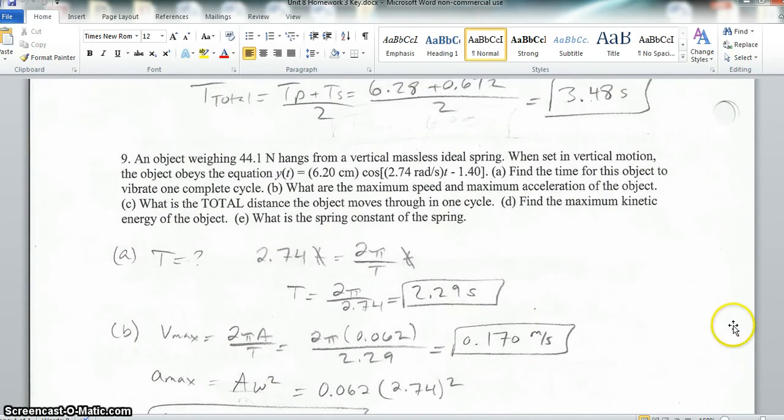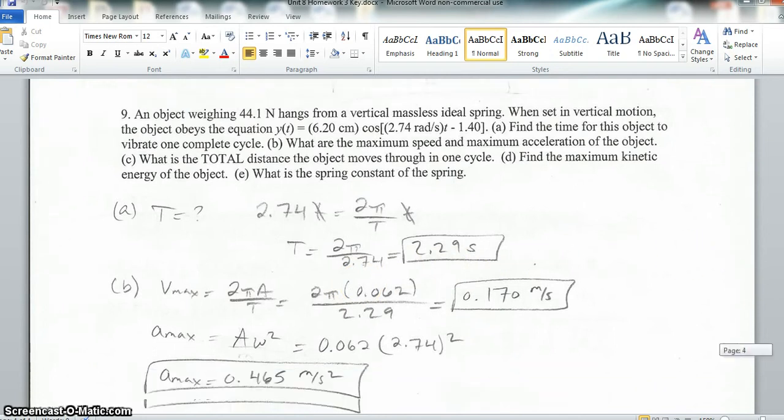Well, to find the period, all I did was I took the interior function of that function that they gave us, right? So I took the 2.74 radians per second, and I simply set that equal to 2 pi over the period, right? That's one of the options I have for the interior of that function, and I just set that equal to the period and then solve for the period. So we get about 2.29 seconds for our period.